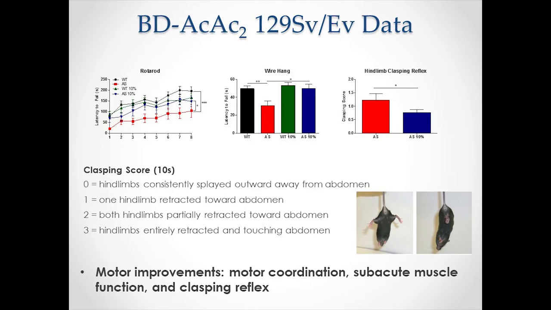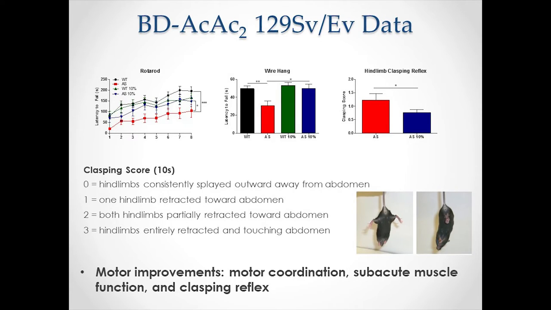So moving into more motor-related data and the ataxic phenotype. First, we looked at the rotor rod, and this is an accelerated rotor rod. It accelerates from 4 to 40 RPMs over the course of 5 minutes. And what we look at is the latency to fall off the rod. So you see wild-type animals are here and AS animals are here, and they have a significant decrease in latency to fall off the rod, and we see a significant improvement in our AS-treated animals, suggesting improvements in motor coordination.